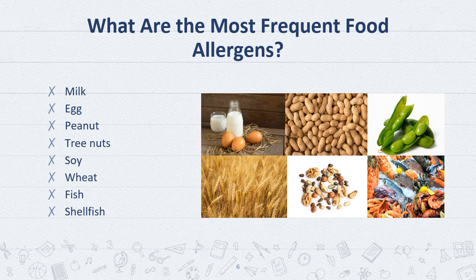What are the most frequent food allergens? There are 8 common food allergens: milk, egg, peanut, tree nut, which are almonds, walnut, pecans, cashews, and pistachios, wheat, soy, fish, and shellfish. Allergies to peanuts, tree nuts, fish, and shellfish tend to persist lifelong. Allergies to milk, egg, wheat, and soy often disappear with age, but not always.